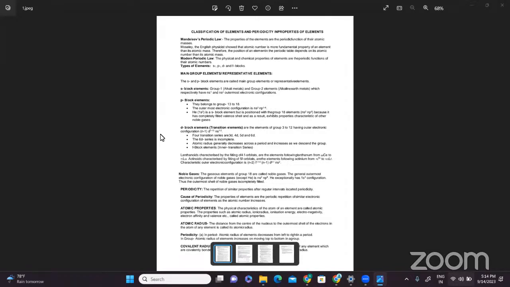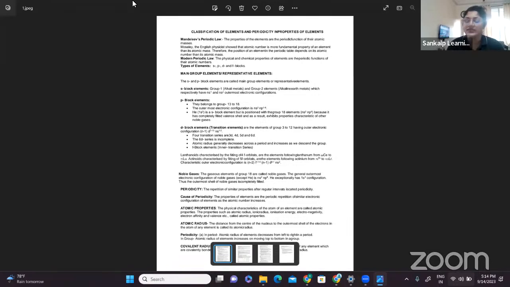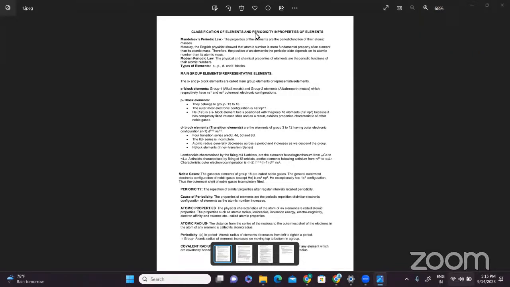He gave the law that the physical and chemical properties of the elements are a periodic function of their atomic masses. Before this, all the scientists studying the periodic elements said that elements are arranged based on their similarities with an increase in atomic masses. Mendeleev also considered the same, and he said that the physical and chemical properties of the elements are a periodic function of their atomic masses.